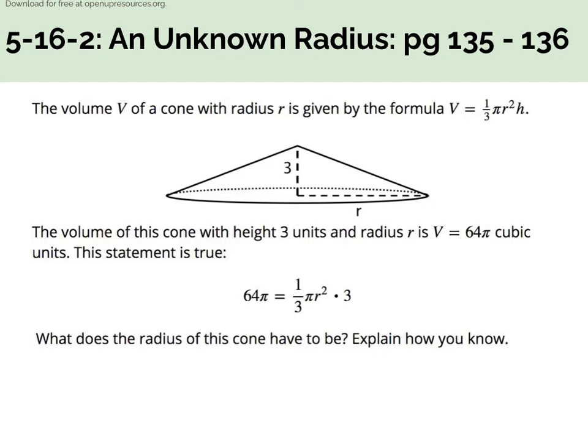All right, so what I notice on the right-hand side is I have 1/3 and I have 3. If I do 1/3 times 3, I'm going to get 1. So right now I have 64 pi equals 1 times pi times radius squared. Notice how we have pi's on both sides. So I'm going to get rid of those pi's. I'm going to take pi off of both sides of the equation. So I have 64 equals r squared. So what number multiplied by itself is going to equal 64? Oh, that is 8. So my radius is 8 units.